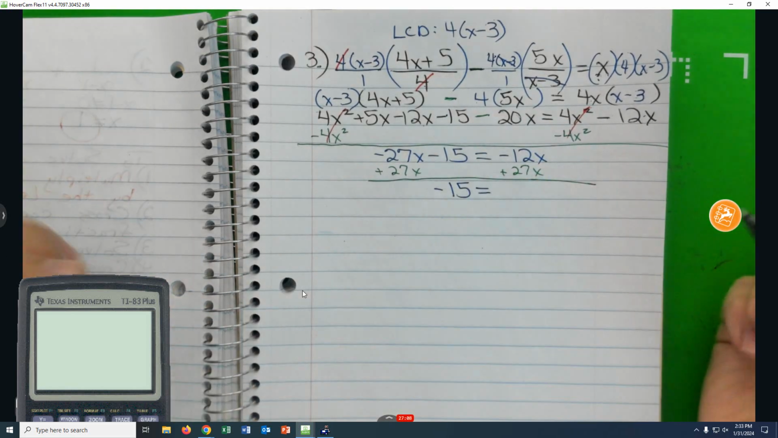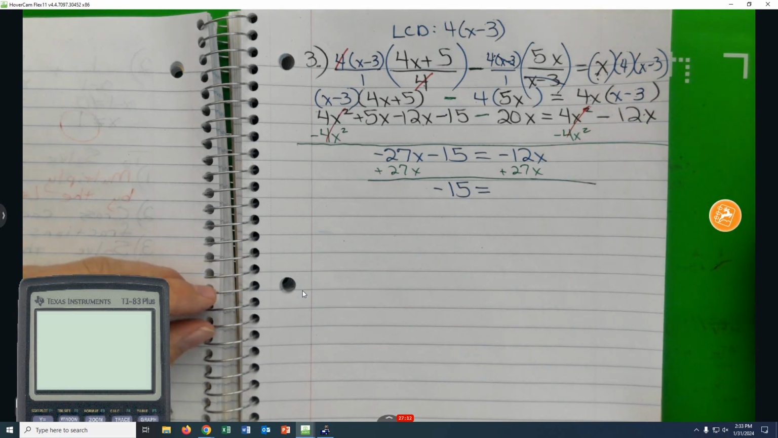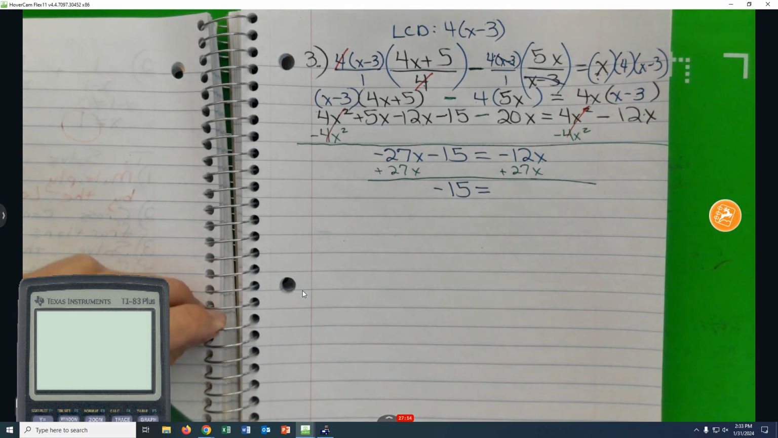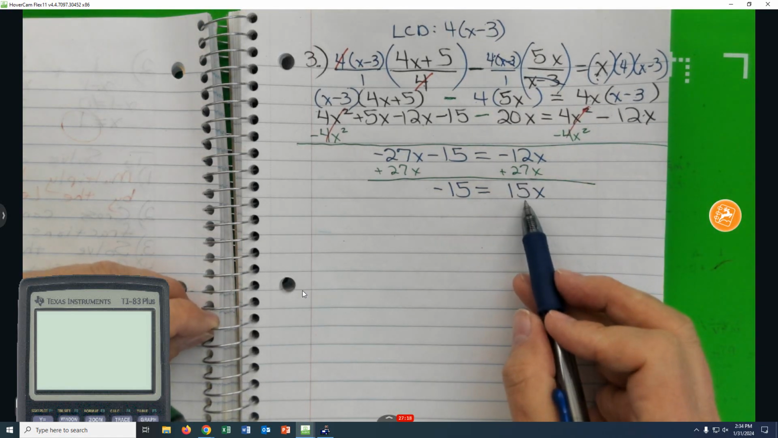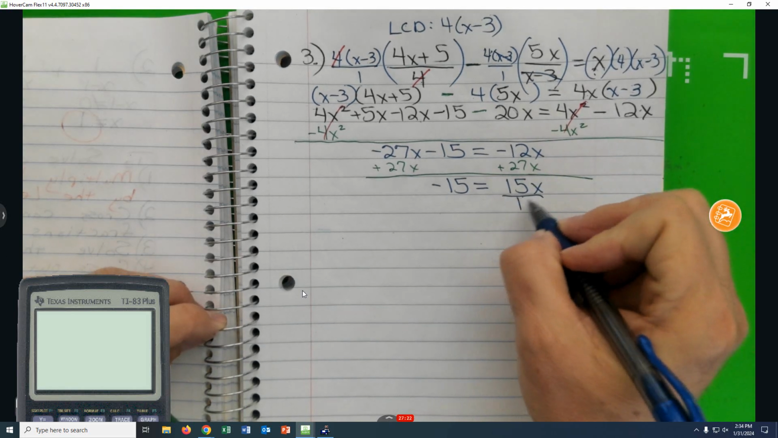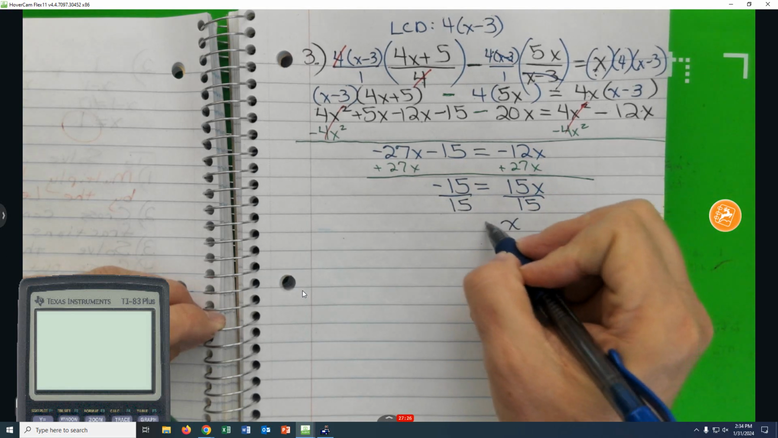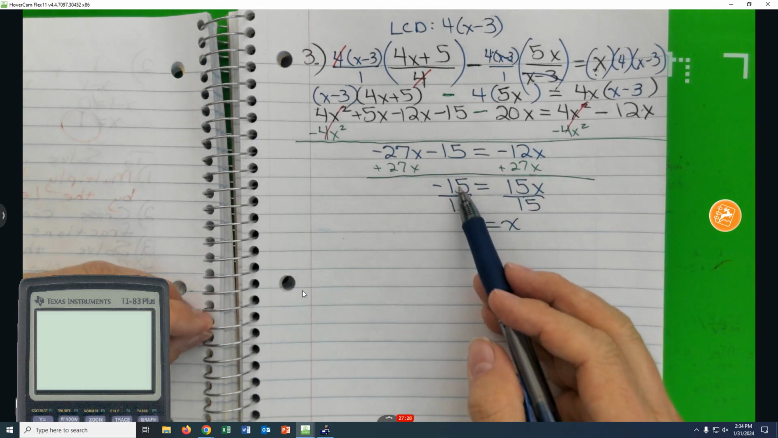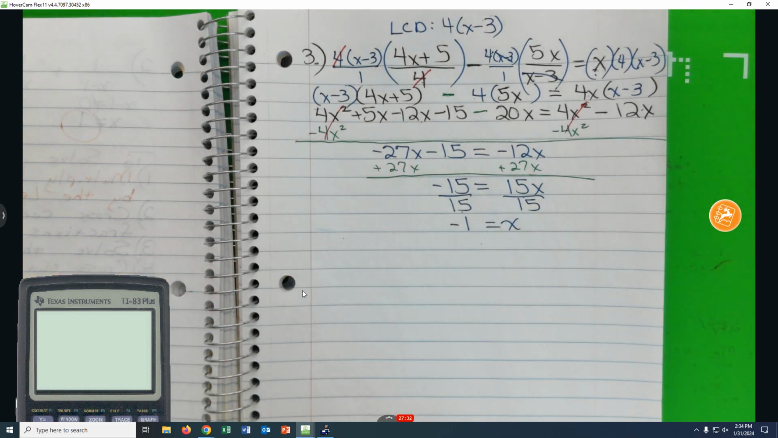And that'll give me a negative 15 is equal to, what's negative 12x plus 27x? 15x. What are we going to do to get rid of that 15 in front of x? Divide by 15 to give us x equals negative 15 divided by 15 is negative 1.